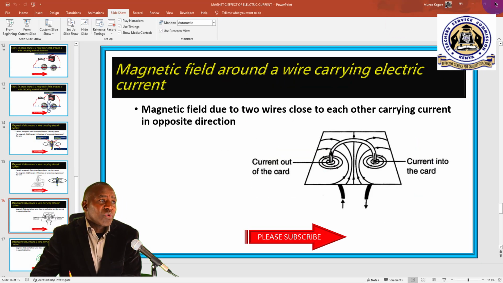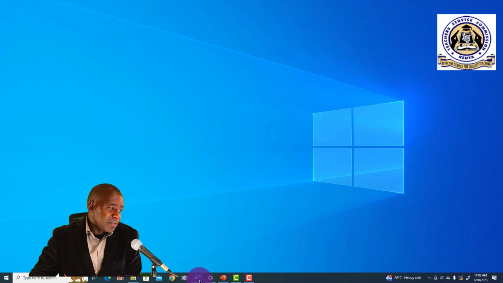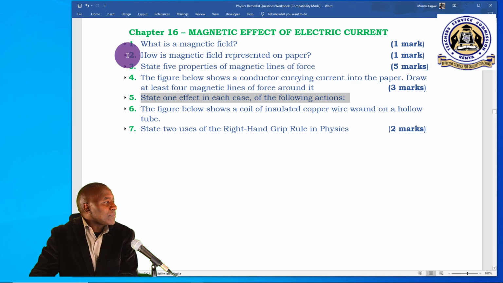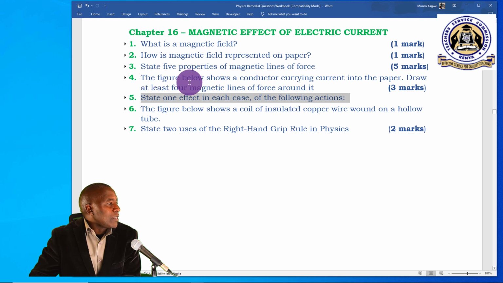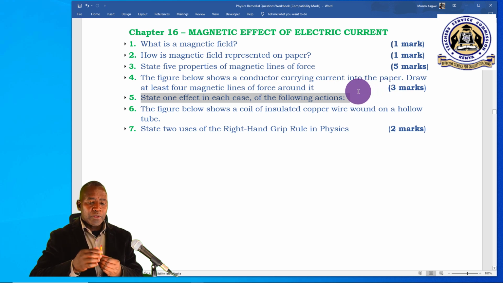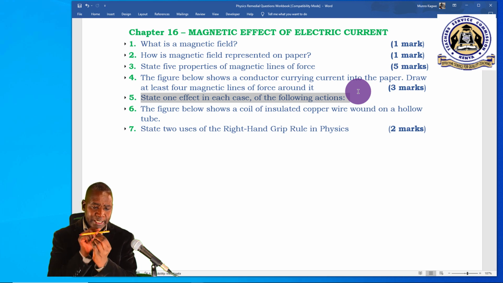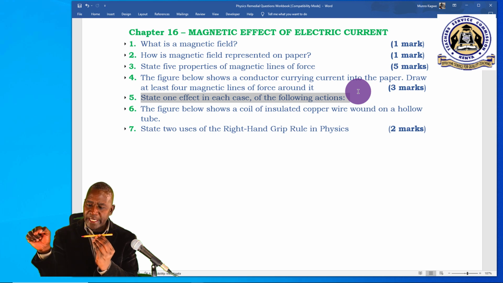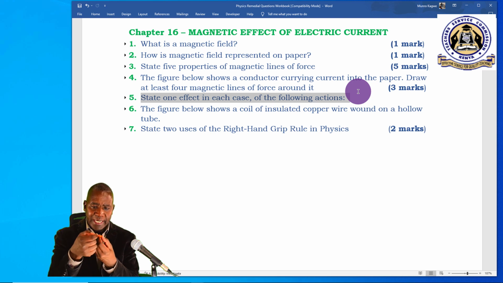Remember, there were questions that we were trying to answer here. Let me get these questions here. The figure below shows a conductor carrying current into the paper. Let me explain this. Right now the conductor is horizontal and it's carrying current from my left hand side to my right hand side. If it faces me, then current is coming towards me like this. If it faces you, current is going away from me.